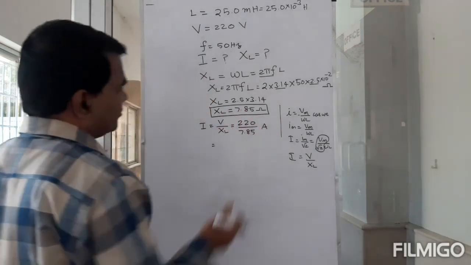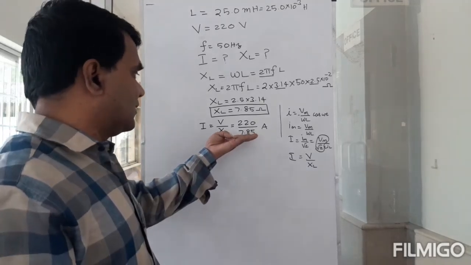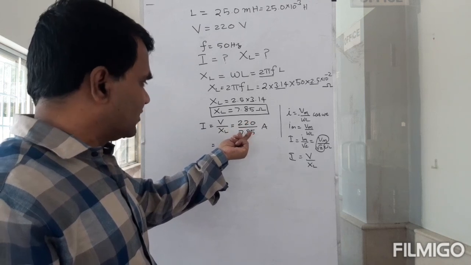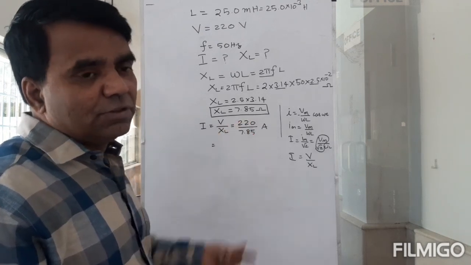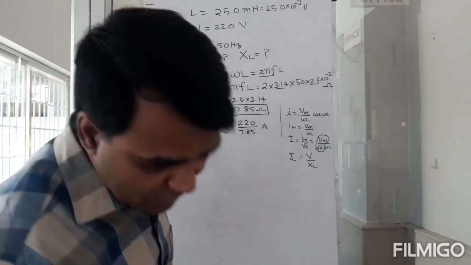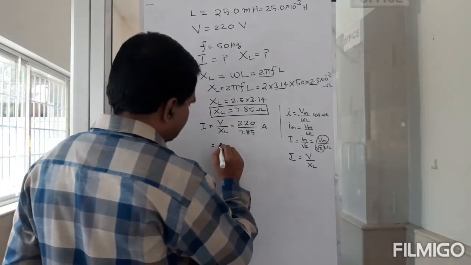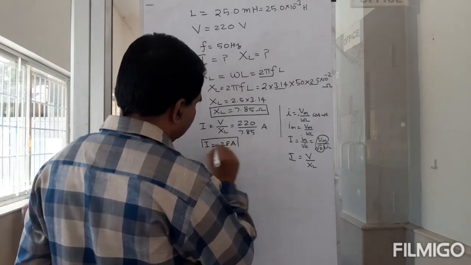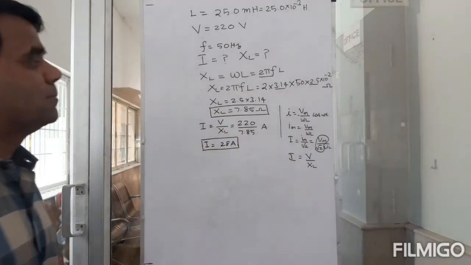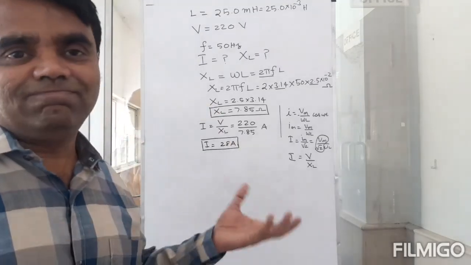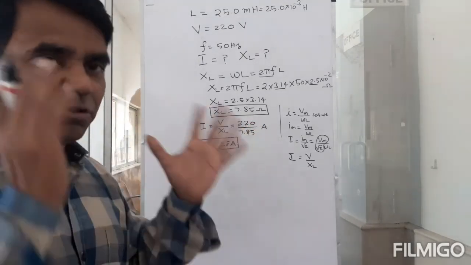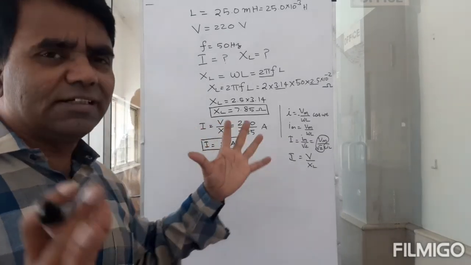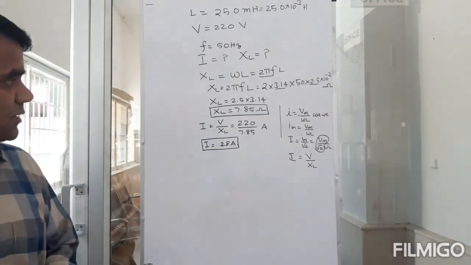You can make a guess. If this was 10 ohms, then it would have been 22. But it is less than 10, somewhere around 8, so it must be more than 22. The answer given is 28 amps, which makes sense, since it should be more than 22. Use log tables or whatever you find, but intuitively you can see that 10 ohms would give 22, and since it's less than 10, it should be more than 22. So 28 makes sense to me. That is how it is.